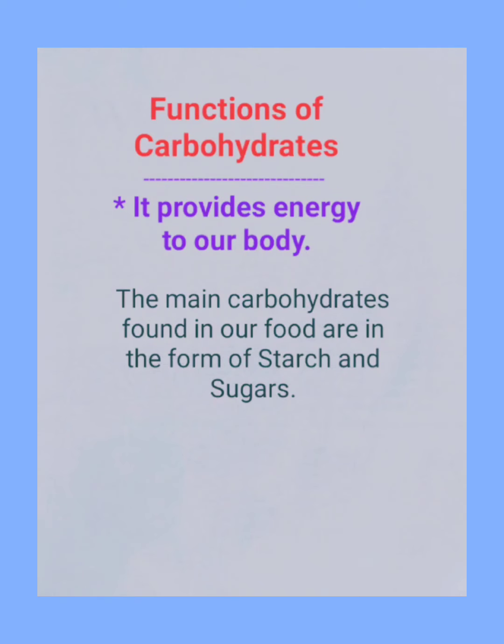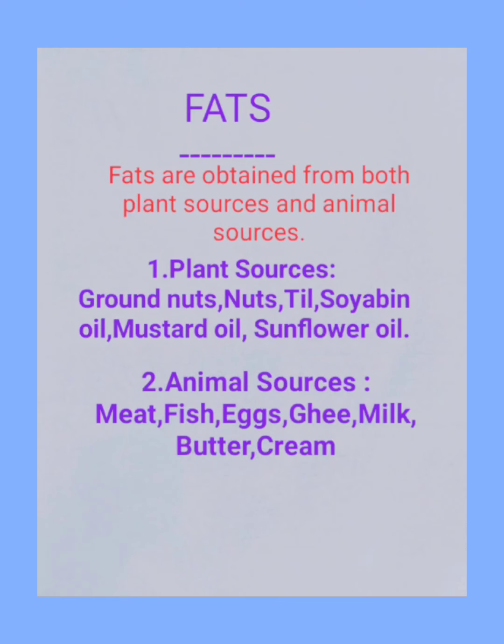What are the functions of carbohydrates? Carbohydrates mainly provide energy to our body. The main carbohydrates found in our food are in the form of starch and sugars. There are many types of carbohydrates. What is the second energy giving food? The fats. Fats are obtained from both plant sources and animal sources.